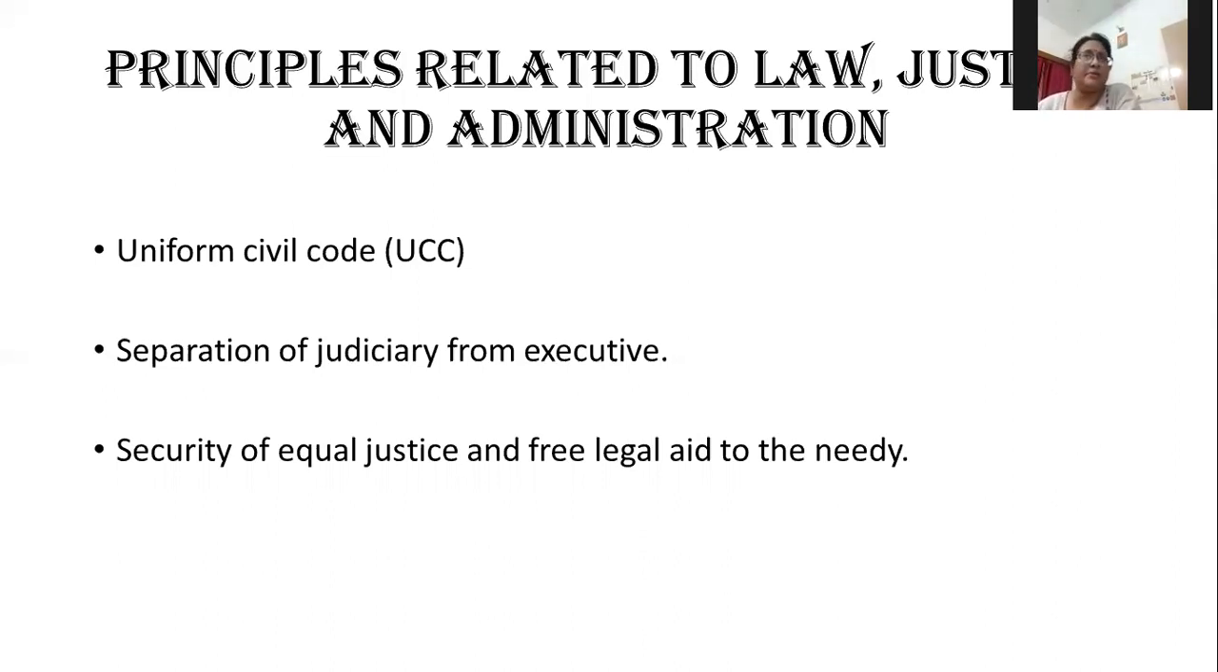Separation of judiciary from executive, that we have. Judiciary is separated from executive, so the executive makes programs and judiciary judges whether the programs are for the betterment of the people or not. Security of equal justice and free legal aid to the needy. Needy people get equal justice. Suppose I'm a poor person and I have a case on me and I don't have money to pay to an advocate. At that time, the government will give me a free advocate. Means the government will pay the salary and the advocate will fight for justice for me. That is called equal justice and free legal aid to the needy.